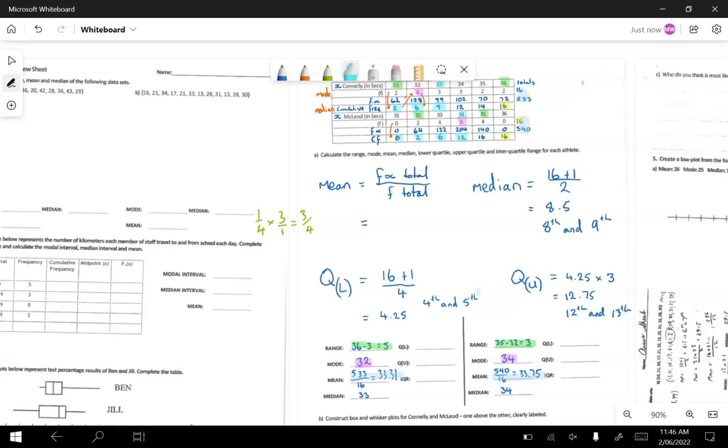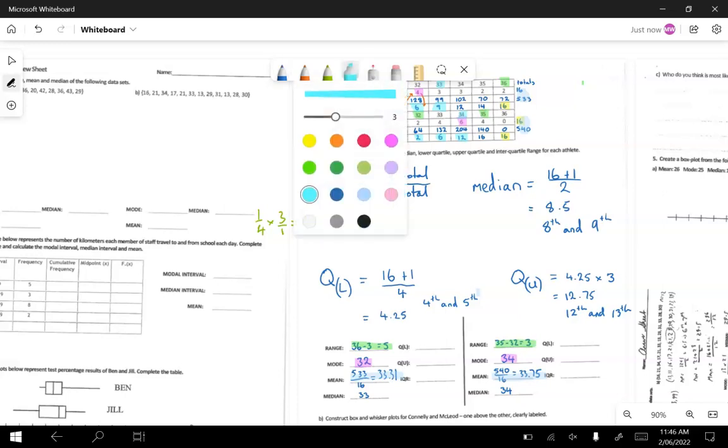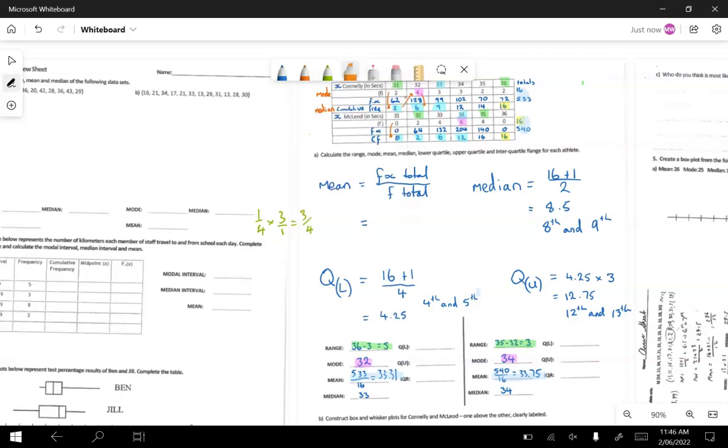Let's just pick a new colour. I'm starting to run out of orange. That's obnoxious, isn't it? Look at that.